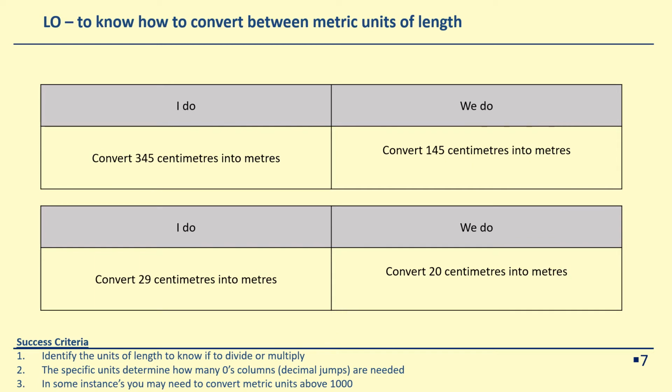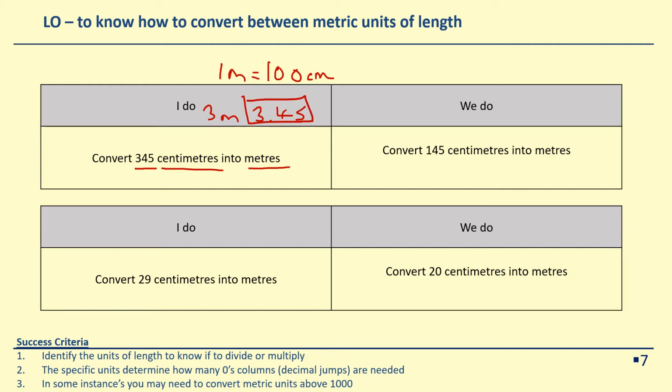Okay, so this time it's centimeters. Oh, sorry, centimeters to meters. So we know, or we need to know, that 1 meter is equal to 100 centimeters. Okay, so 1 meter is equal to 100 centimeters. So with that said, if we've got 345, we know we're going to have 3 meters because it's 300. Then there's 45 centimeters left to put into meters. Okay, so 3 meters, 0.45. Okay, that would be your answer.